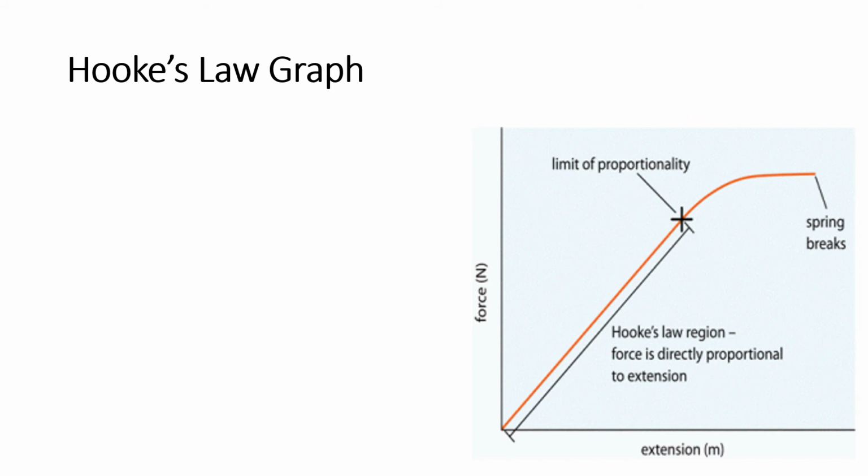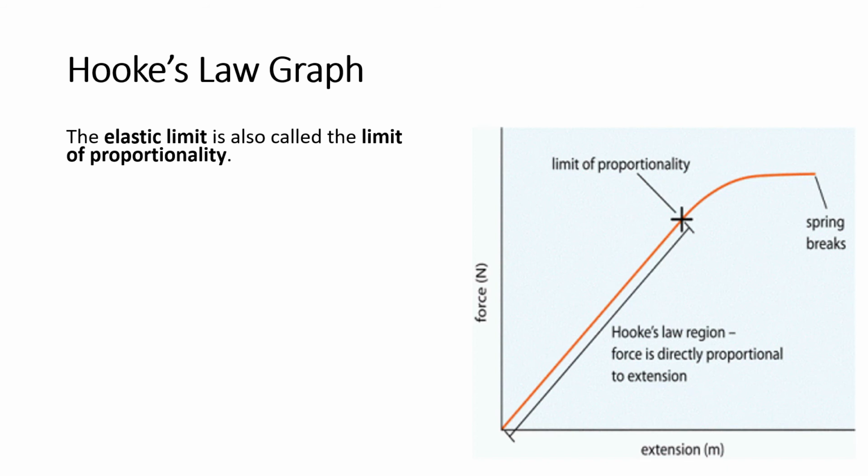When we did this experiment, we got this graph of Hooke's law. Up to the elastic limit, the force is directly proportional to the extension. And this end of the straight line part is also called the limit of proportionality. You need to find it on the graph by putting a ruler on the graph and seeing where the line curves away from it.